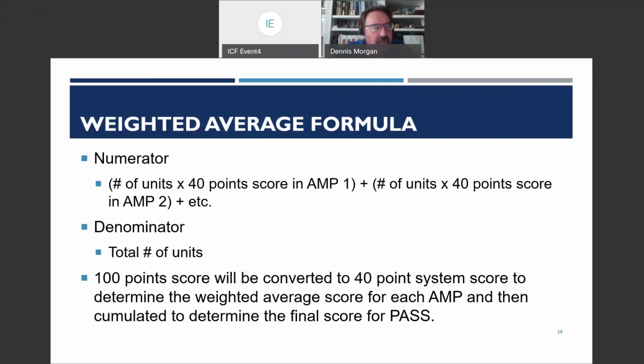So it's going to take the 100-point system, that is what you receive on the property, and convert it to a 40-point system, take the weighted average, and that is going to determine your final score overall for the housing agency under the PHAS indicator. And we're going to break that down. We're going to show you some examples as well. And we're actually going to be working through a problem so that you can see how this system ultimately comes out with a score for the housing authority as well.